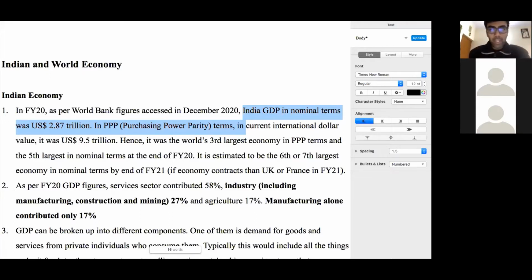So that was the value of the, now in an earlier session, I had told you that India's nominal GDP was somewhere around US dollar 2.75 trillion. So that was actually a slightly earlier figure, which was probably for financial year 2019. And this keeps varying. This value also keeps varying because of the variation in the exchange rate of the US dollar versus the Indian rupee.